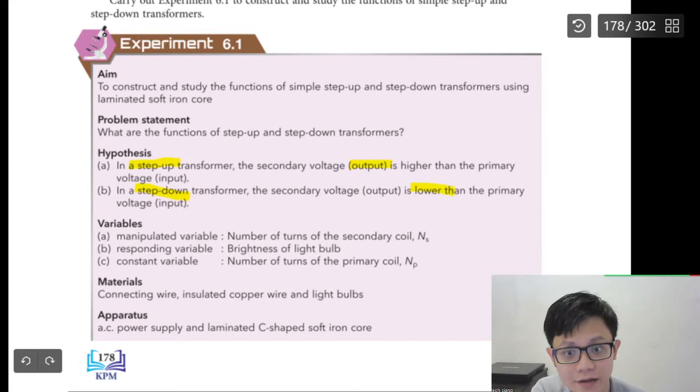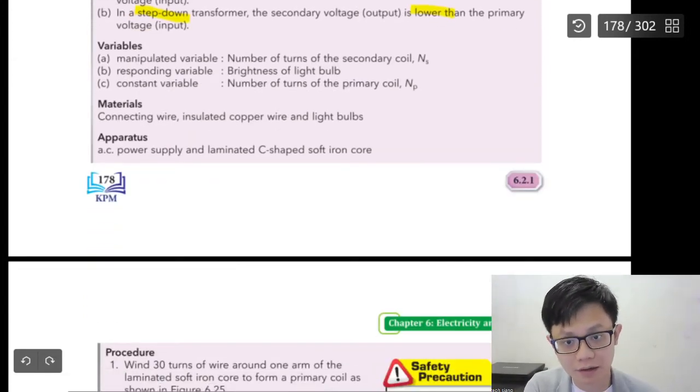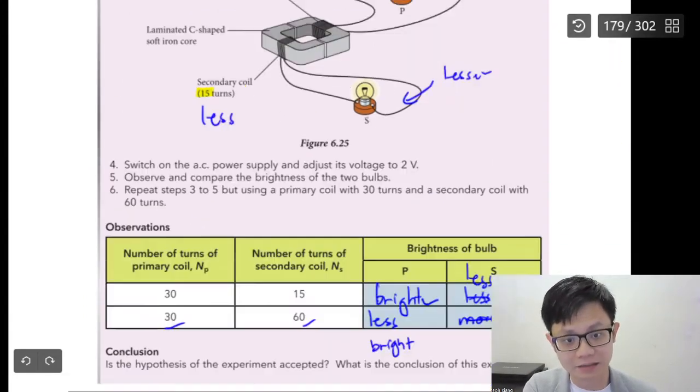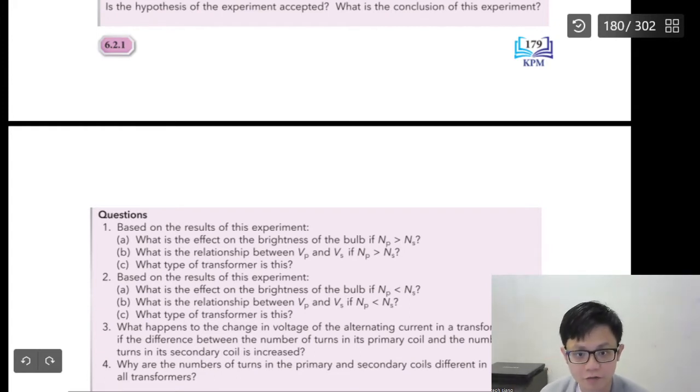Today we are going to learn about chapter 6, form 3, experiment 6.1. In the previous video we already learned the explanation, and now we are going to look at the result. Based on the experiment result, what is the effect on the brightness of the bulb if NP is more than NS?